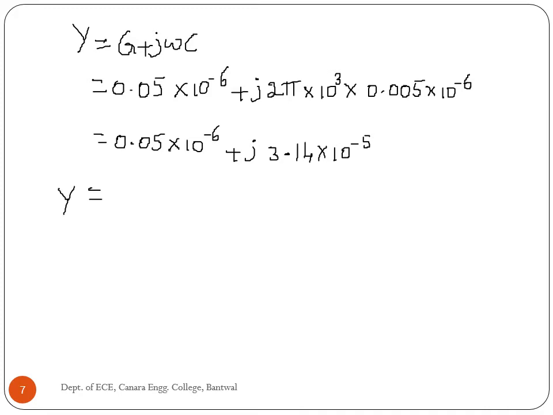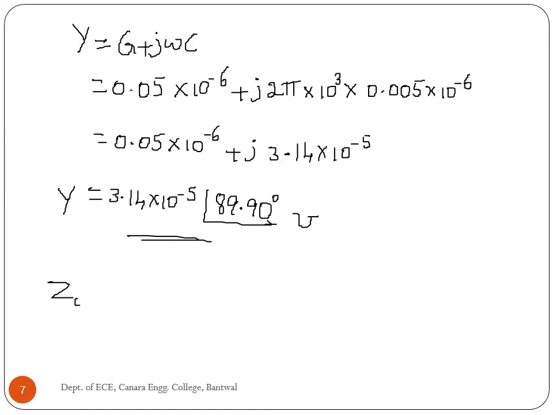Y in polar form is 3.14 into 10 to the power minus 5 angle 89.90 degree.